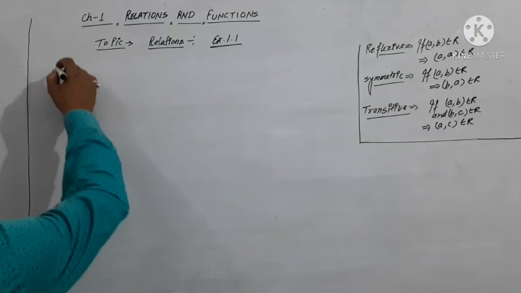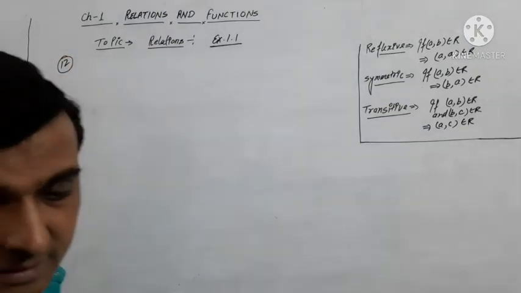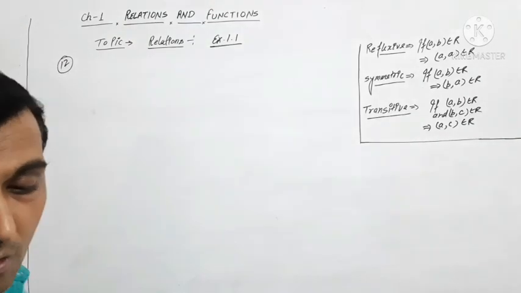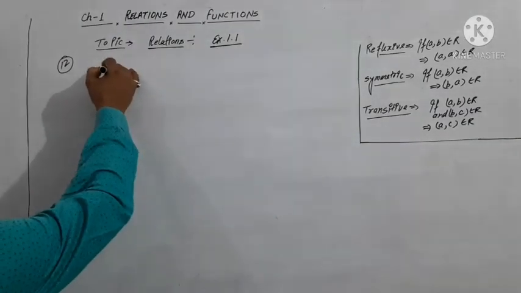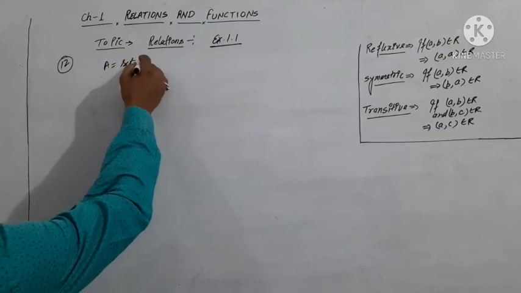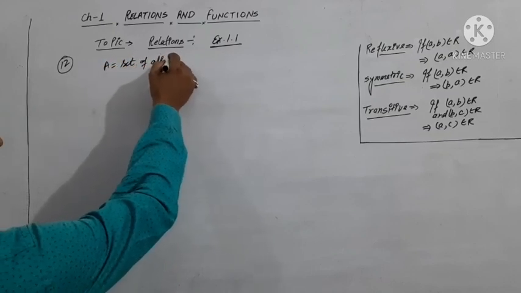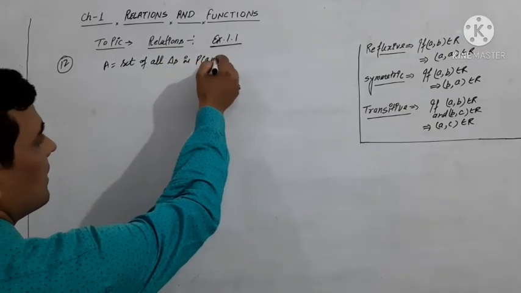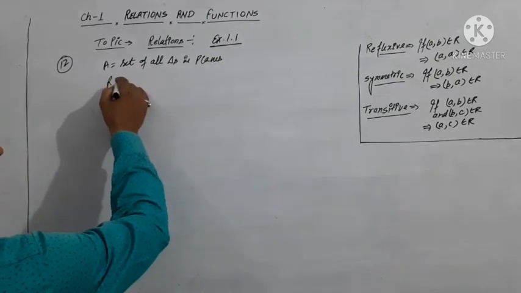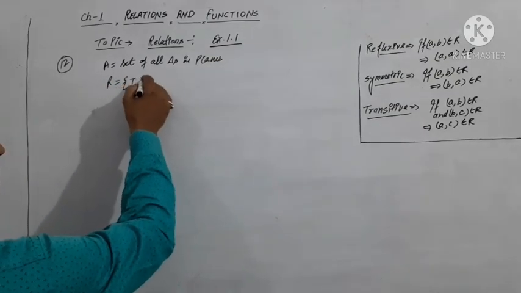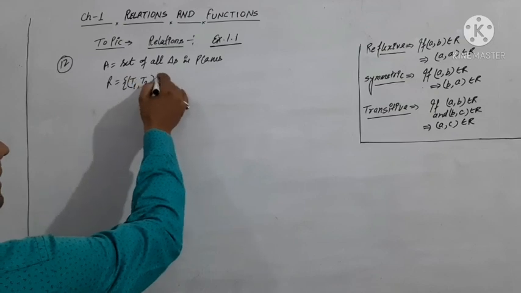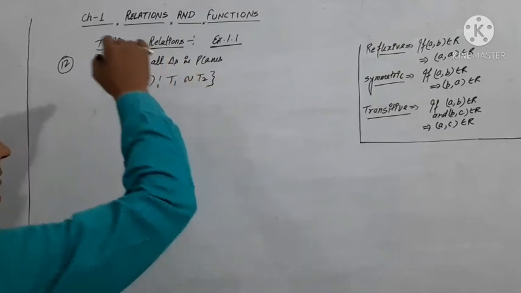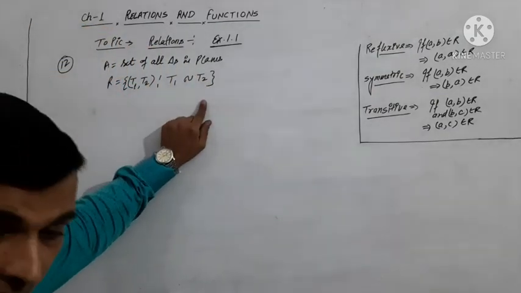What is the question? There is a relation R in the set A of all triangles. Set A is the set of all triangles in a plane. And relation R is defined as T1, T2 such that T1 is similar to T2. Triangle T1 is similar to triangle T2.